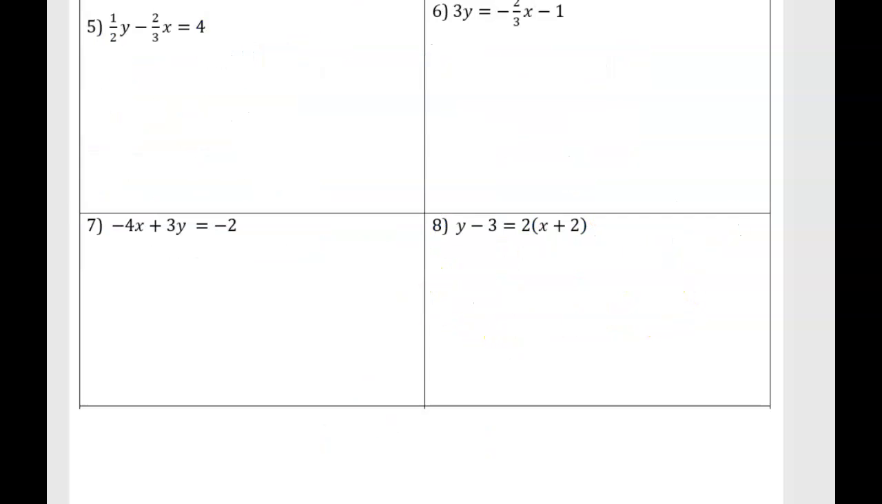Okay, so looking at number 5, notice we've got two fractions. We've got 1/2 and 2/3. So we want to find the lowest common denominator. So look at 2 and 3. We multiply them together, we get 6. So 6 is a common denominator.